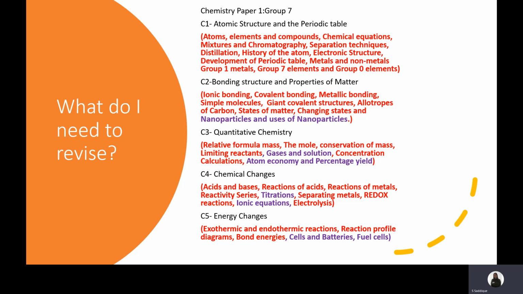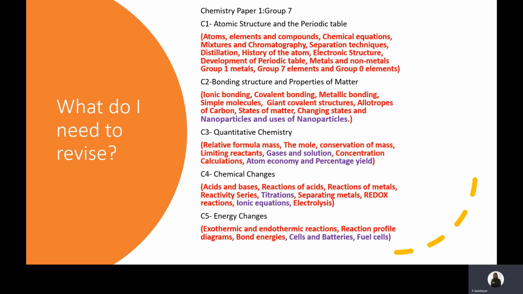So for bonding, for quantitative chemistry, for chemical changes, and for energy changes, this is all additional triple content. So please, when you are revising, make sure you do not miss this content out, and make sure that it is included in your revision notes. It's content that the combined scientists do not cover, but you guys do, and therefore there's a high chance of it coming up on your paper.